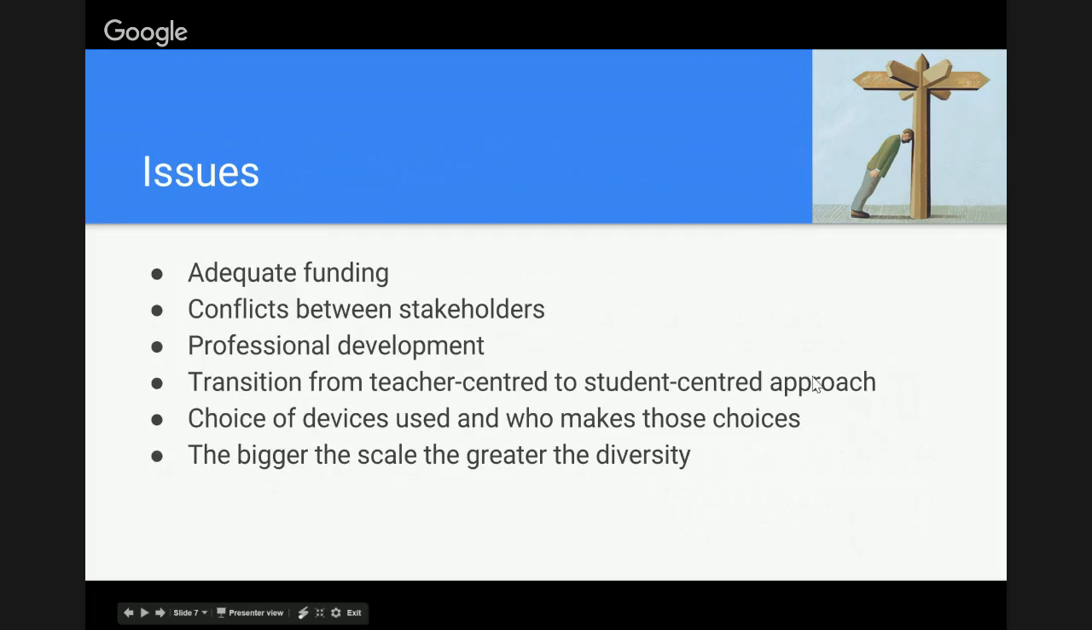And then the bigger the scale, the greater the diversity. So Traxler says that as we scale up projects, then the diversity of individuals increases, and this increases the complexity because everyone is not the same and how they learn is different.